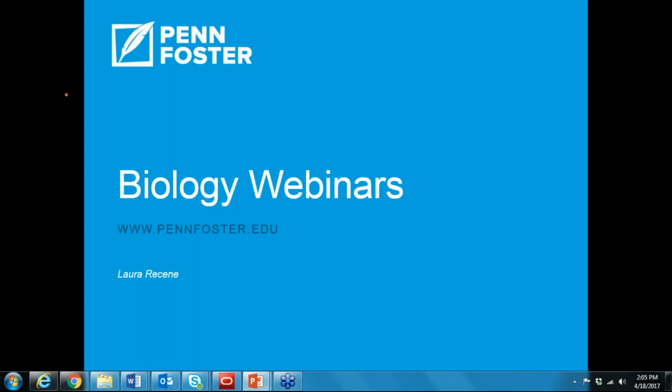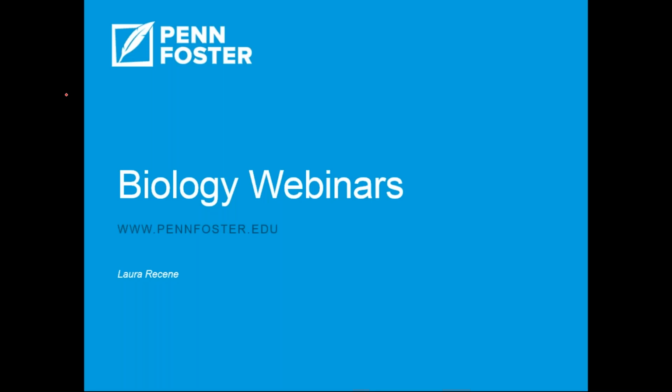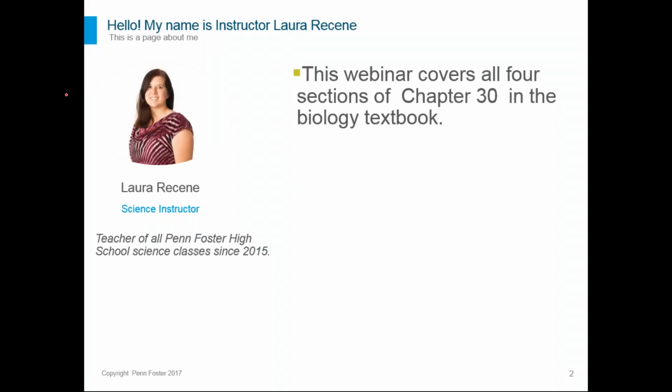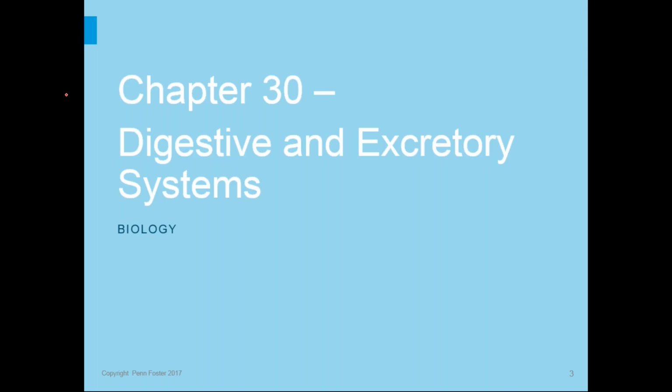Hello, welcome to this biology session where we'll be going over chapter 30 in the textbook, which is part of lesson 5 in your biology course. So this chapter is about the digestive system and the excretory systems. So it starts out by describing organ systems in general and their tissues.